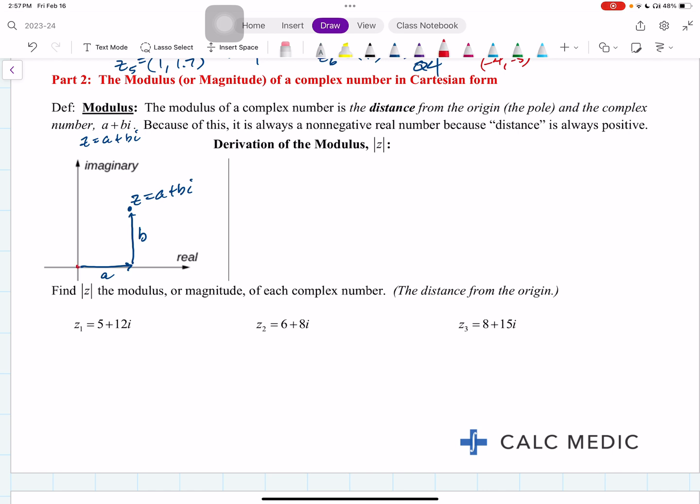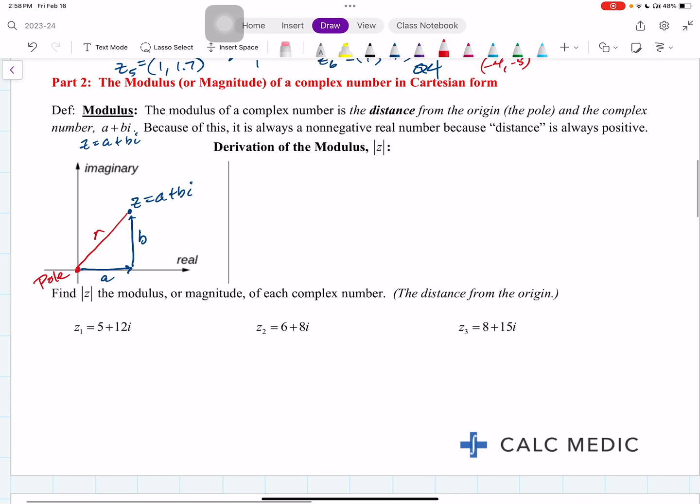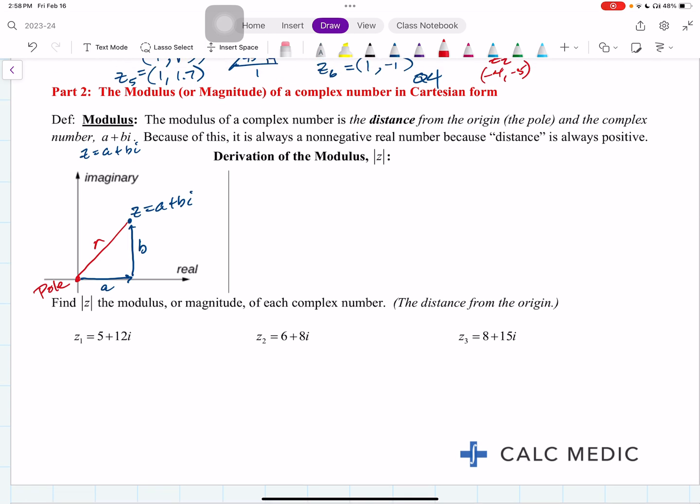And the distance between the point and the pole, this is the pole, is called the radius in polar form, right? So we call that r in polar form. But it's also called the modulus. And the modulus has a special look right here. It's the absolute value of z. So the absolute value of z, where z is your complex number.